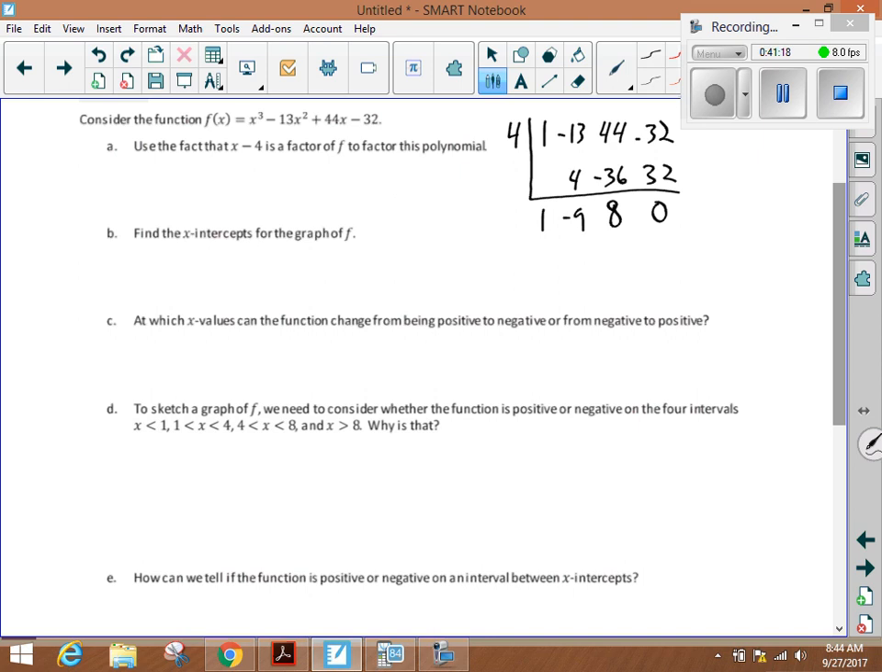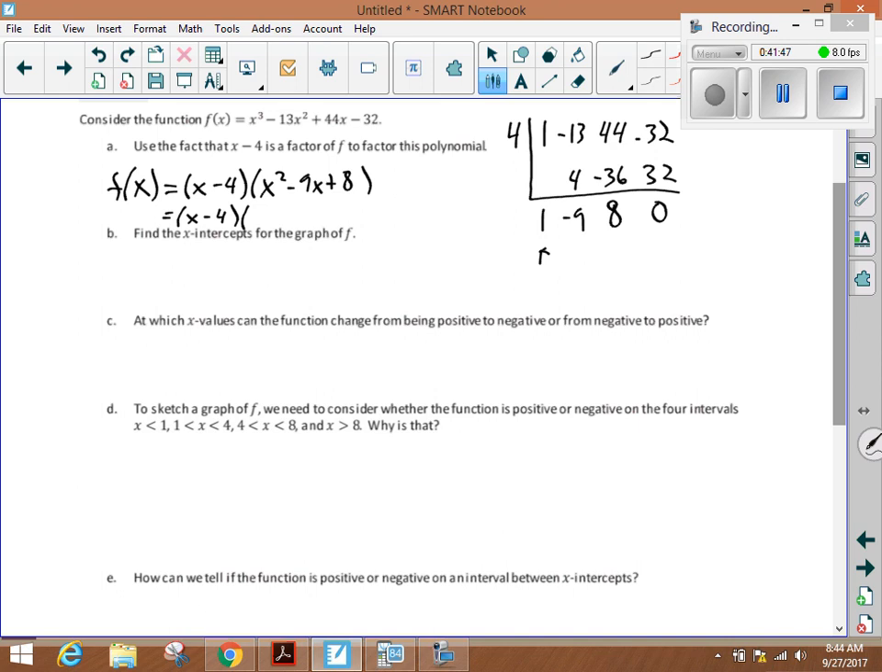So, what happens? Now I know that I factored this using division. So that means I've got x minus 4 times, right, this right here stands for an x squared. So x squared minus 9x plus 8.